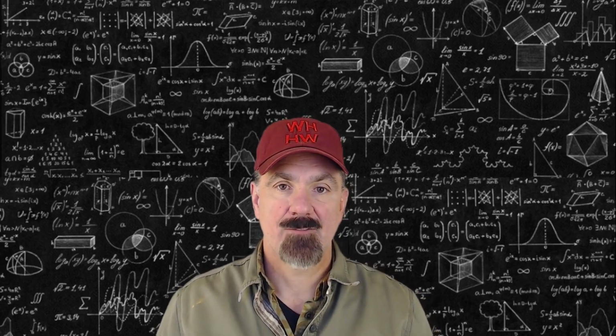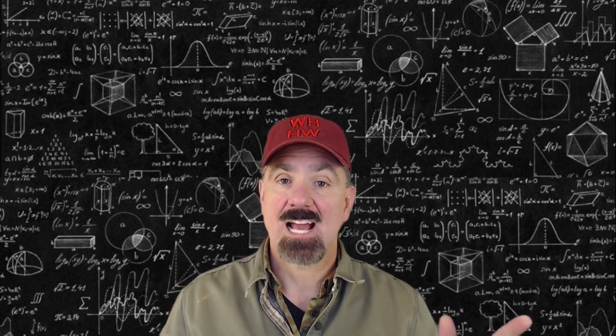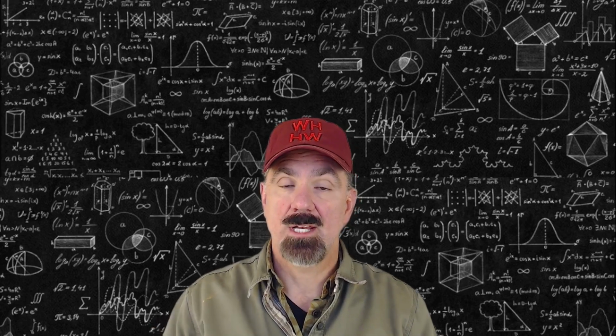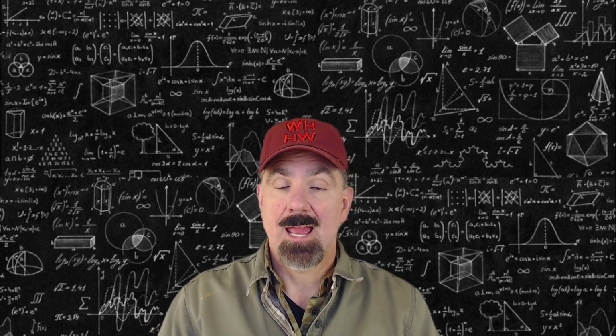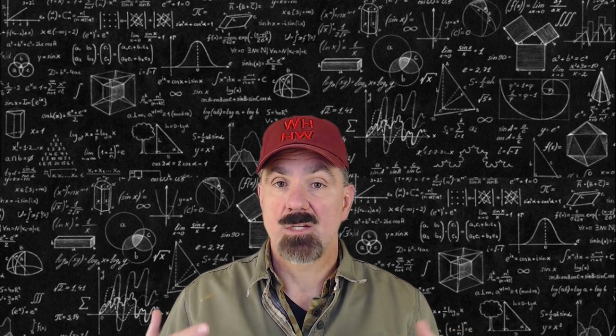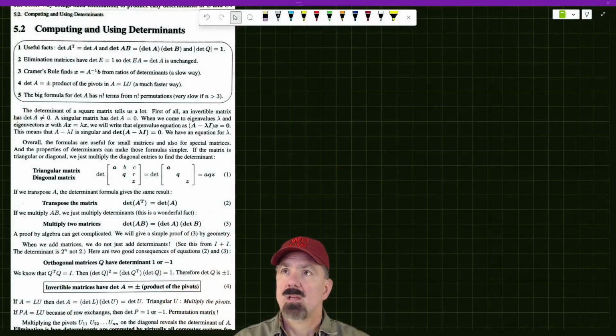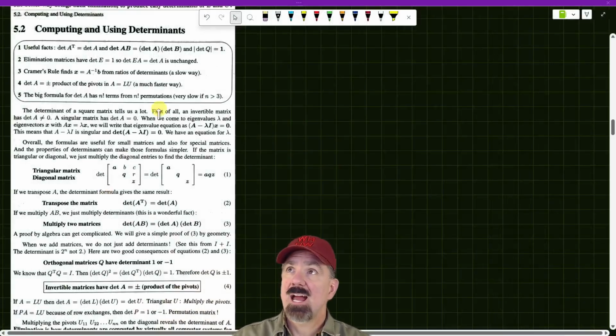We're going to cover section 5.2, which is our last lesson on determinants. We're just going to cover some of the important results that we need to make sure we understand, and then we'll be done with determinants and we'll be able to move on to eigenvalues and eigenvectors. So let's just start by looking at the 5.2 summary here.